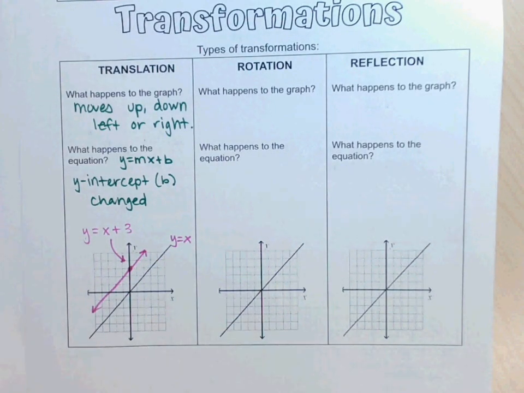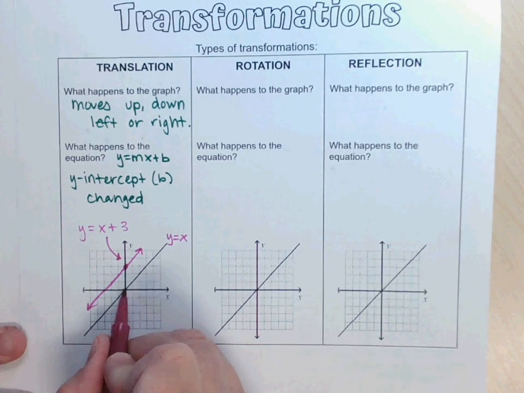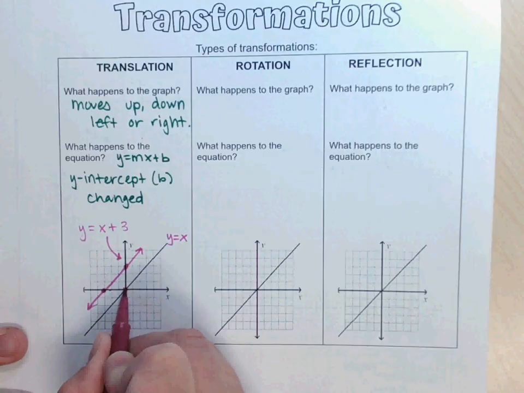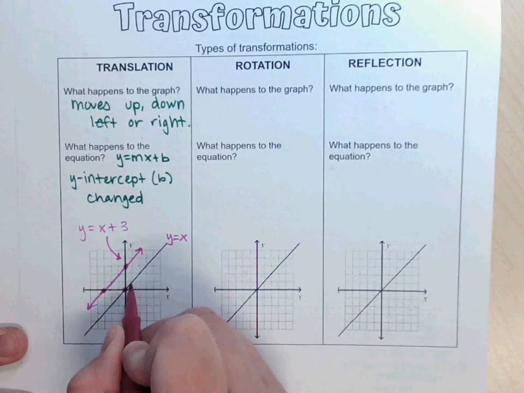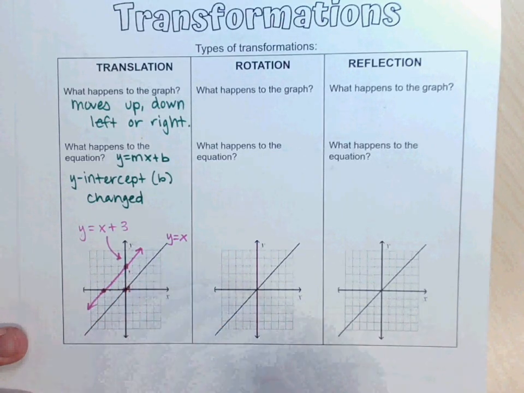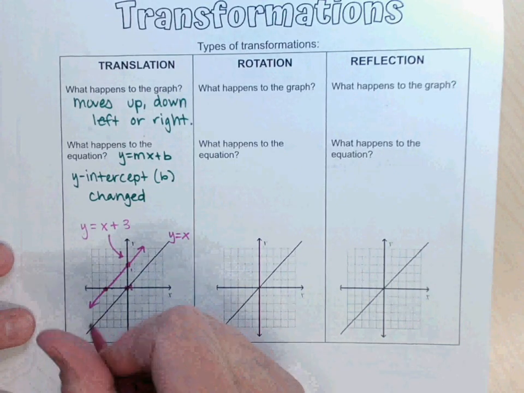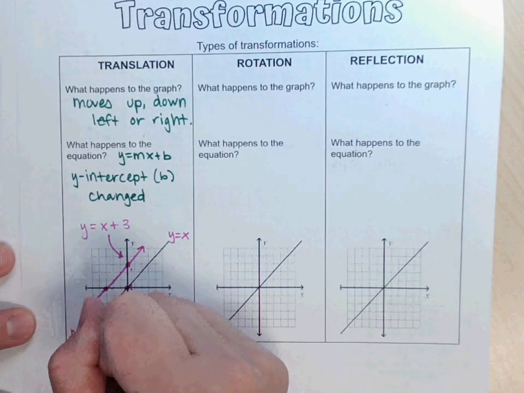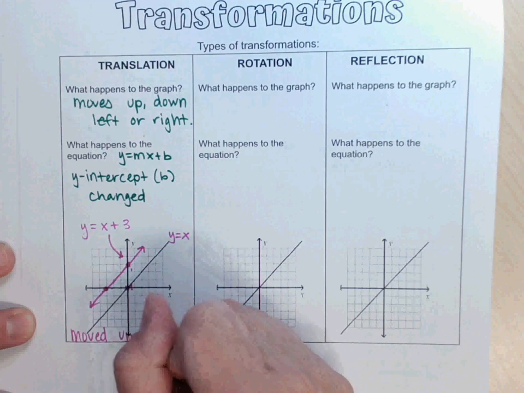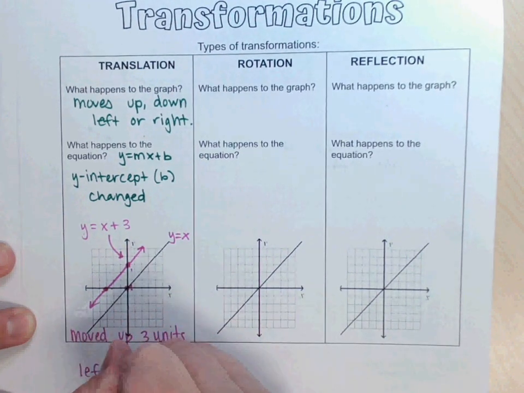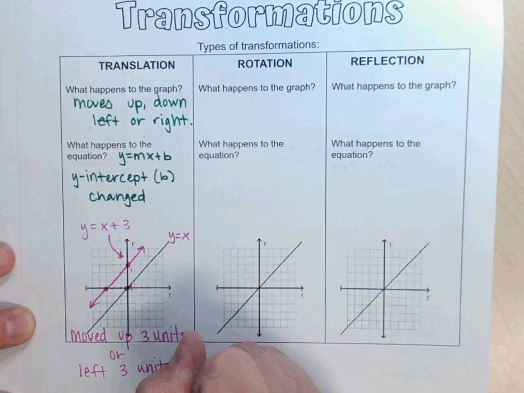Some people would consider that this looks like it moved to the left because they're noticing how the x-intercepts change as opposed to how the y-intercepts changed. So whether you say it moved left 3 spots or moved up 3 spots is up to you. So I might write that, because these are my notes, and say it moves up 3 units or left 3 units.